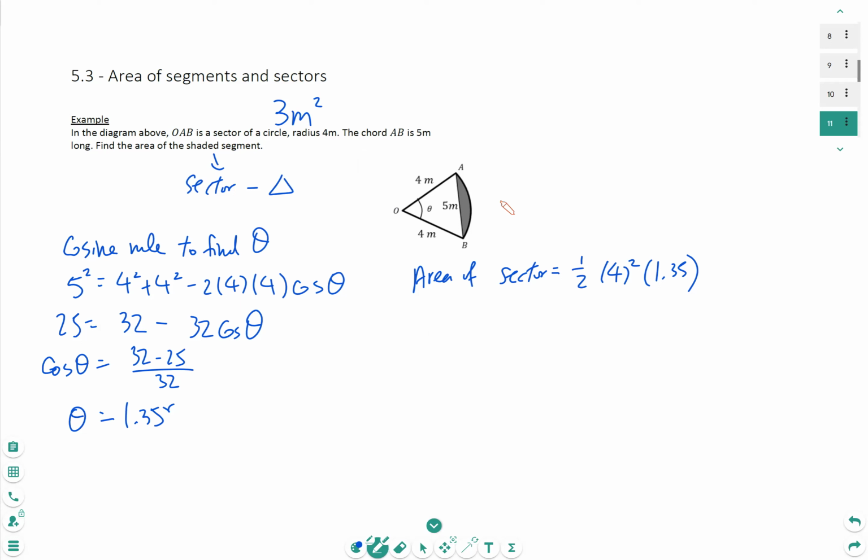I got 10.8. And the area of the triangle is half AB sine C. Put it in the calculator, make sure you don't forget the sine. Half times 4 times 4 times sine 1.35. I got 7.85.